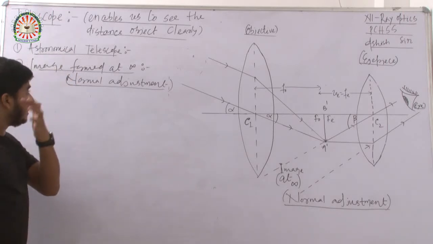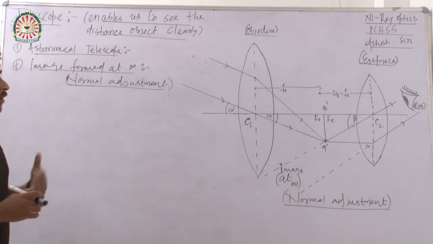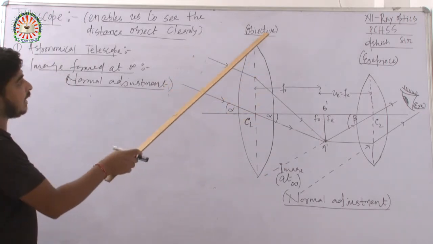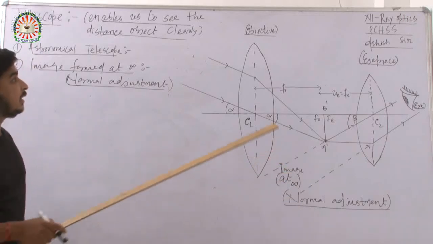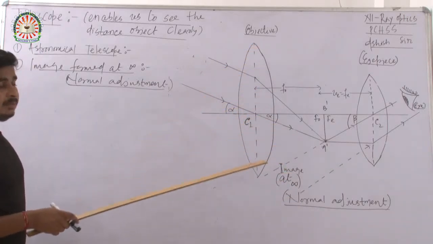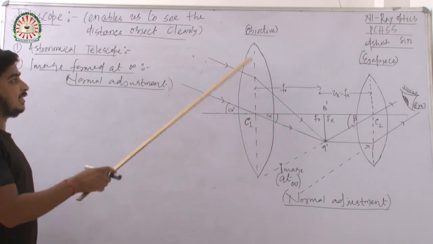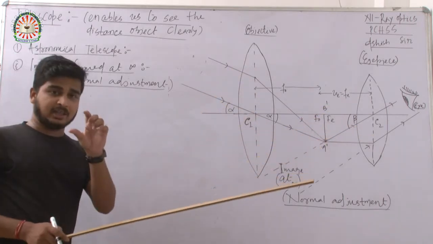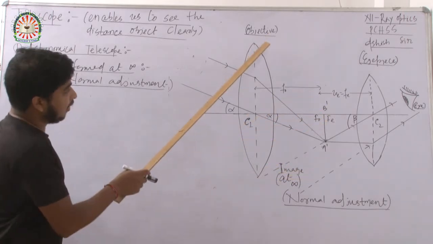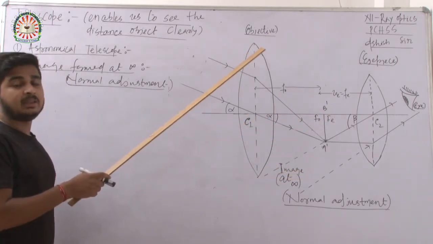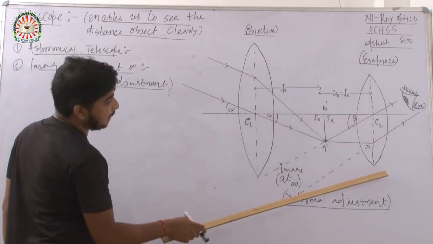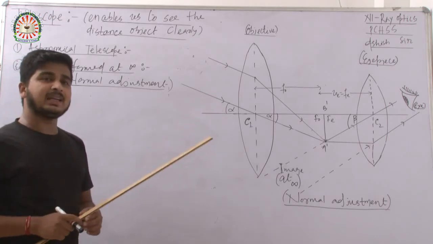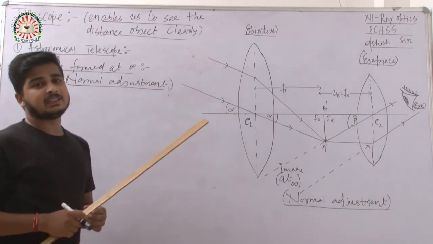Now let's discuss when the image is formed at infinite. First let's discuss the ray diagram. Look, this is the objective and this is the eyepiece. In a telescope the objective has a large aperture, large in size, and a large focal length, and the eyepiece has a small aperture and a small focal length. Again, the objective has a large aperture and large focal length, and the eyepiece has a short aperture and short focal length.